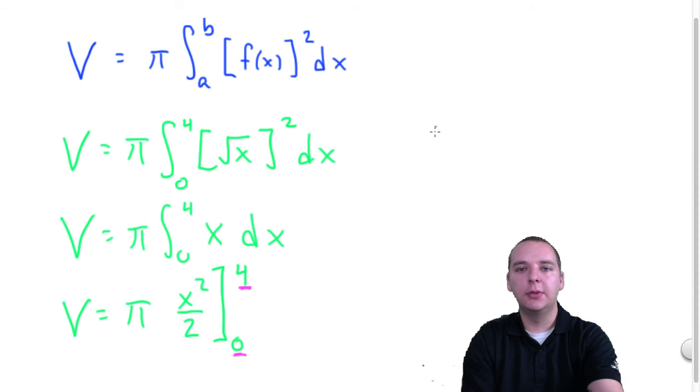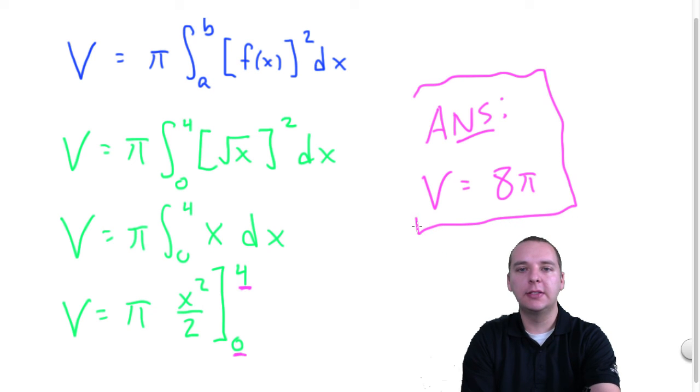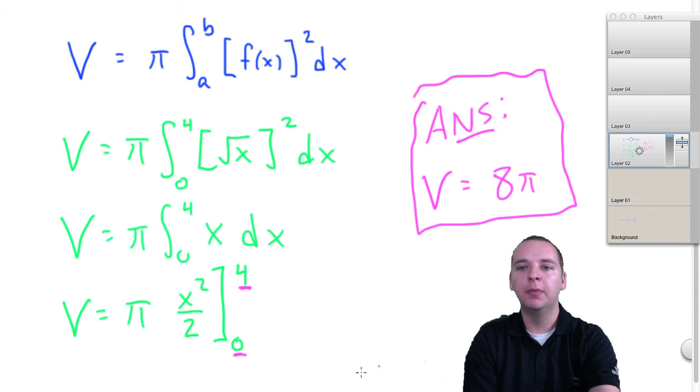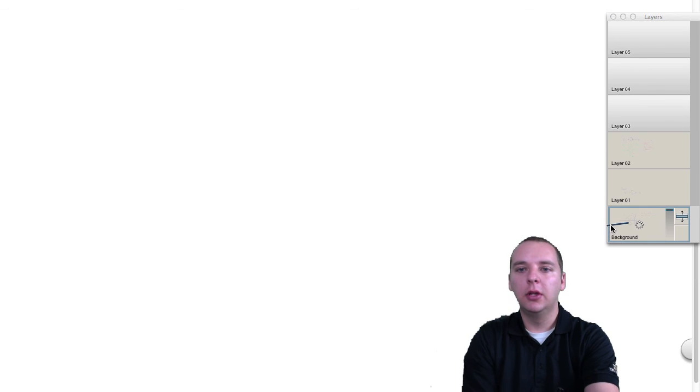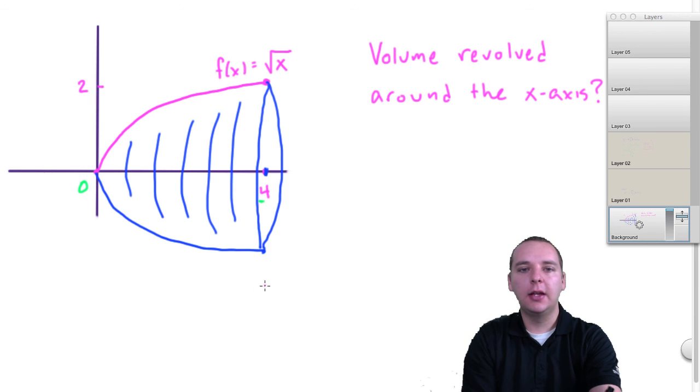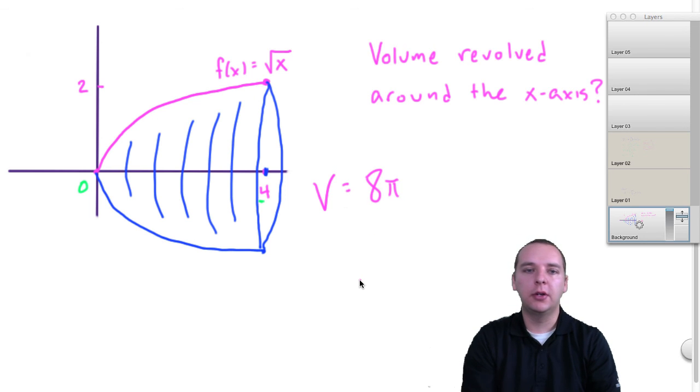So let's see what that would give us. Our answer would be 4 squared is 16. 16 over 2 is 8. So we'd have 8 pi. And when we plug in 0, we get 0. So it looks like the volume of that solid of revolution would be 8 pi. And you could approximate that by a decimal if we wanted to. So looking back at this picture, just to close out this video, this solid has a volume of 8 pi units of volume.